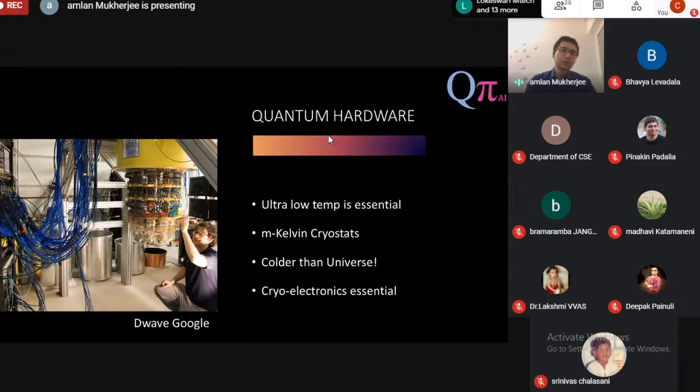So we want to also replace these wires with a nice chip in cryogenic at 4K, the liquid helium temperatures.